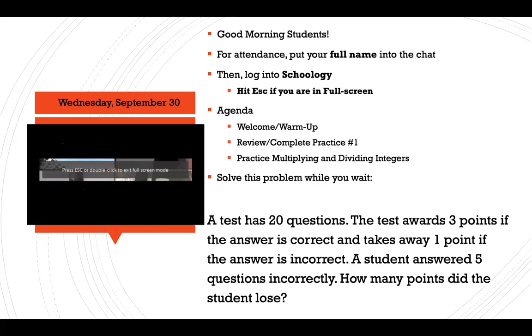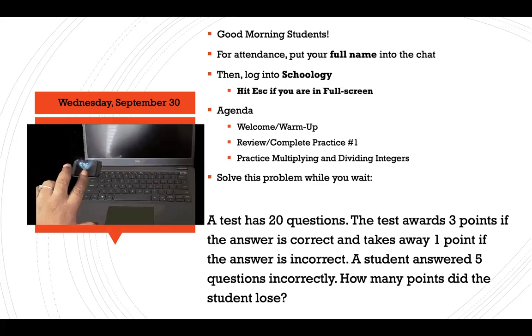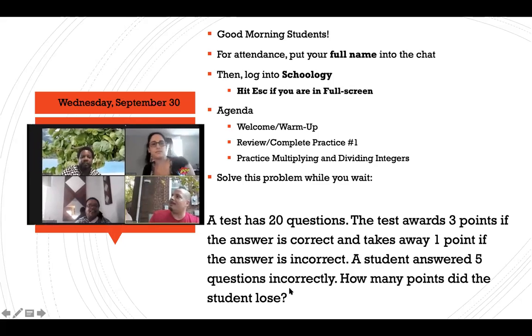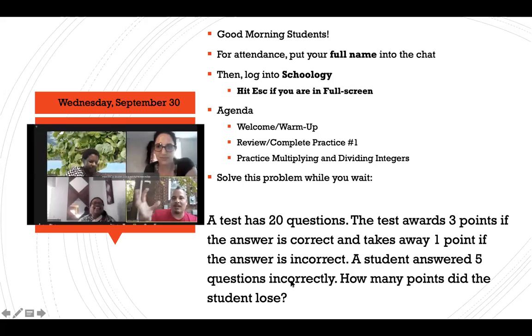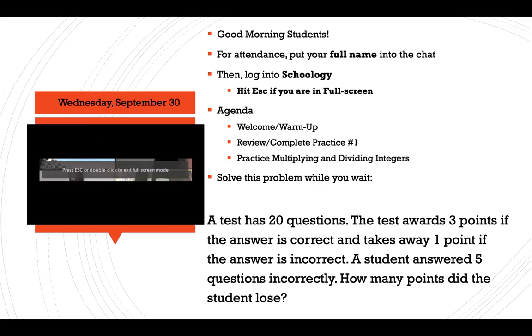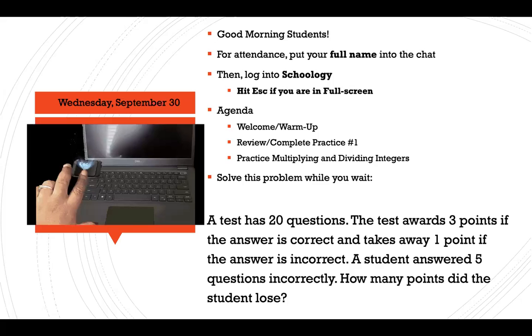That'll be 3 times 15. Lost 5 points. You lost 5 points, right? Right. You take away 1 point if the answer is incorrect. How many questions did he answer incorrectly? 5. 5 times 1 is how many? 5. So he's losing 5 points.